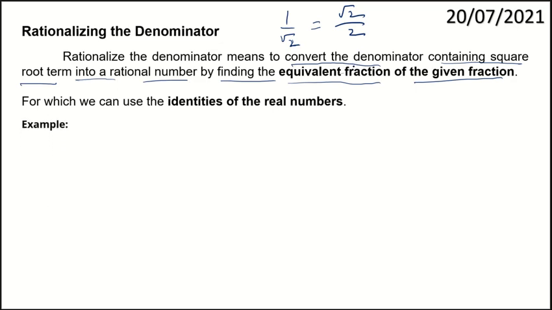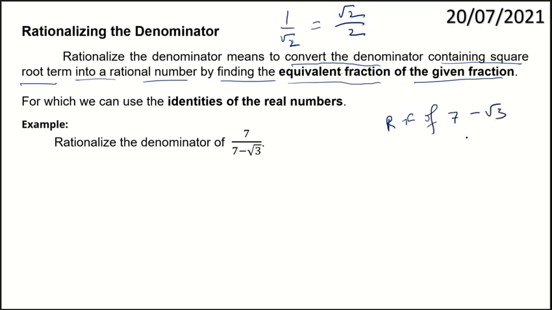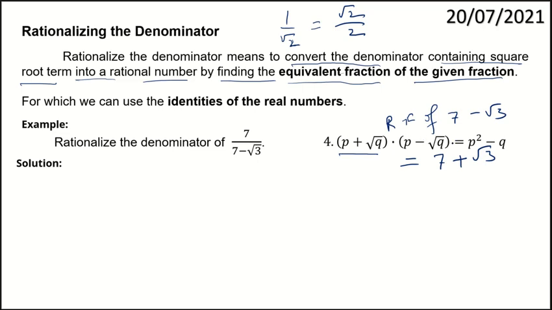For example, rationalize the denominator 7 by 7 minus root 3. So what is the rationalizing factor of 7 minus root 3? It is 7 plus root 3. So the solution will be, we use here the identity: p plus root q and p minus root q, when they are multiplied, give p square minus q.